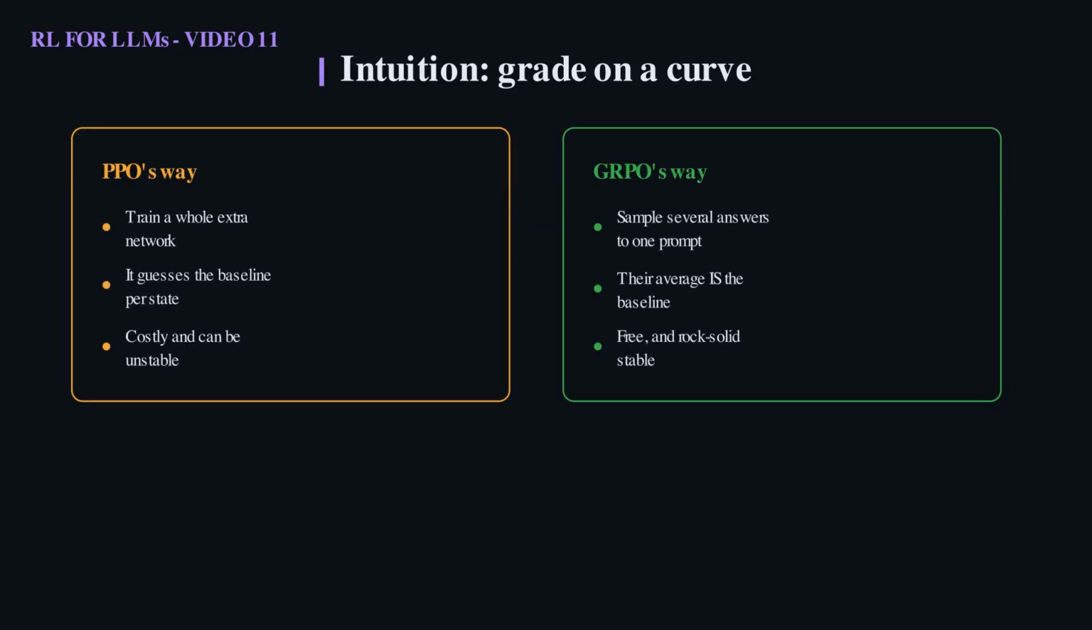Remember from the policy gradient video that we always need a baseline, a bar to measure answers against. PPO trains a whole extra network just to guess that bar. GRPO asks a simpler question: why guess when you can sample several answers and just compare them to each other? An answer is good if it beats its own group's average. The group grades itself. GRPO comes from the 2024 DeepSeekMath paper by Shao and colleagues.